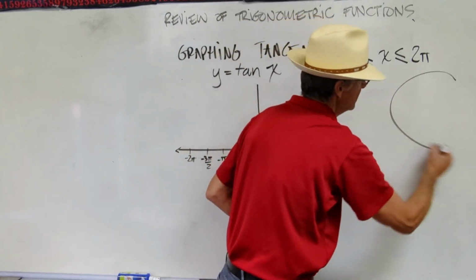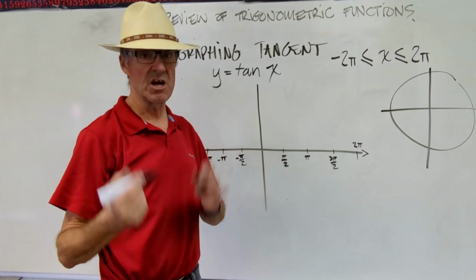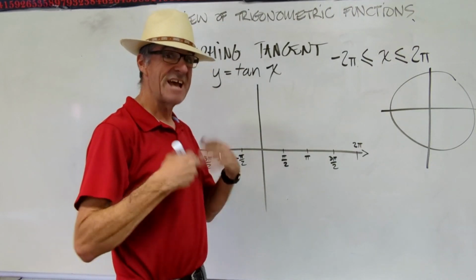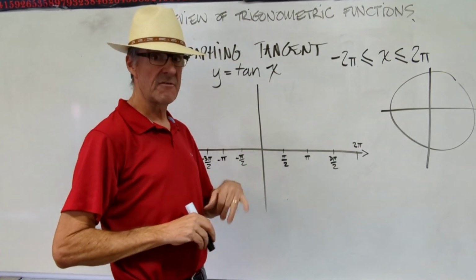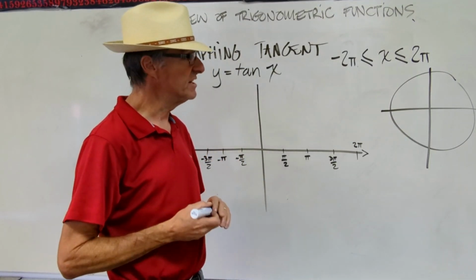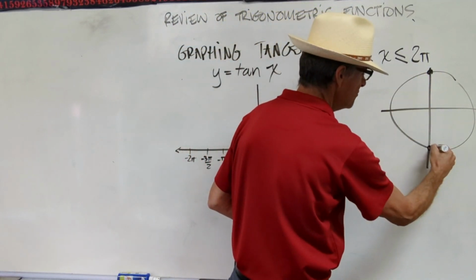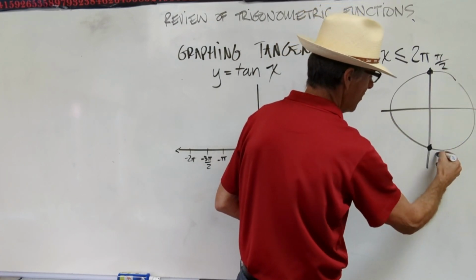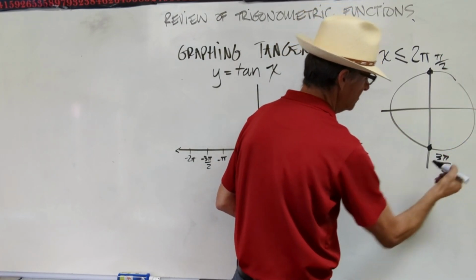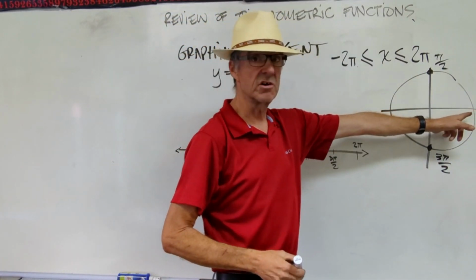Check this out. Here's my unit circle. Remember, tangent is sine divided by cosine. So tangent has asymptotes when cosine is 0, because we have 0 on the bottom of a fraction. You can't do that, it's undefined. So cosine is 0 at 90 and at 270, or pi over 2, or 3 pi over 2. So those are the 2 places in our first pass around the unit circle.